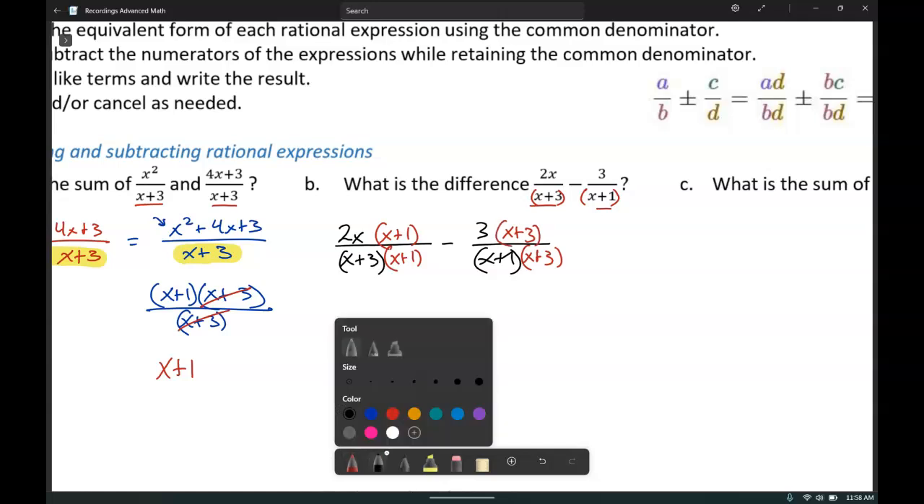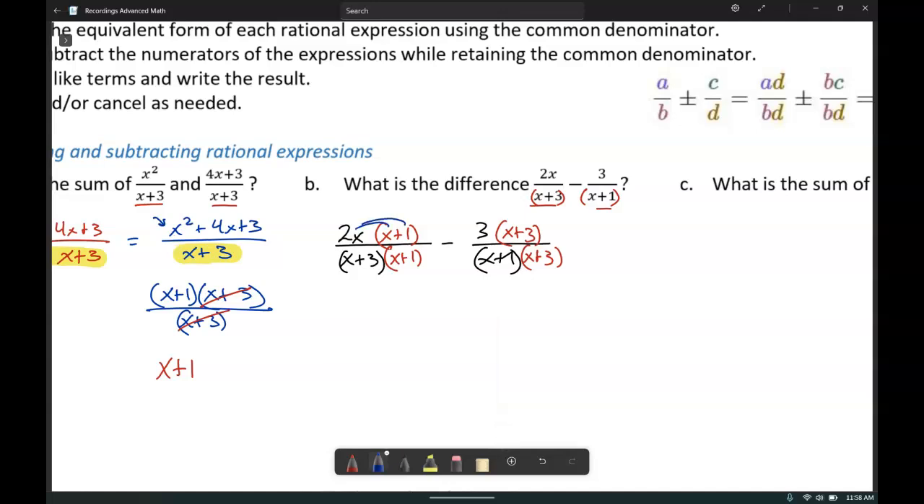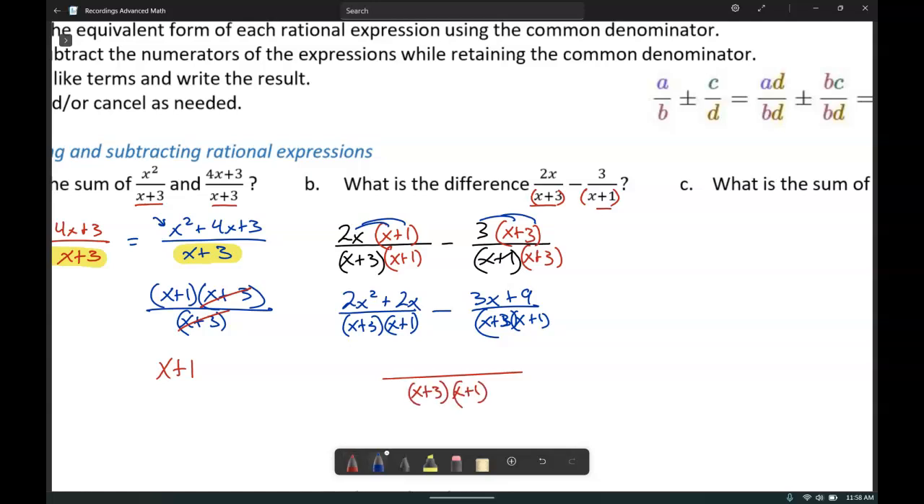Before we subtract, it's a good idea to go ahead and do distributive property within the fractions. So we'll have 2x squared plus 1 over, 2x squared plus 2x over x plus 3, x plus 1. We'll leave our denominator factored, minus 3x plus 9 over x plus 3, x plus 1. So now we have the matching denominators, so we can write it as one big fraction over the common denominator. So we have 2x squared minus 2x minus 3x plus 6.